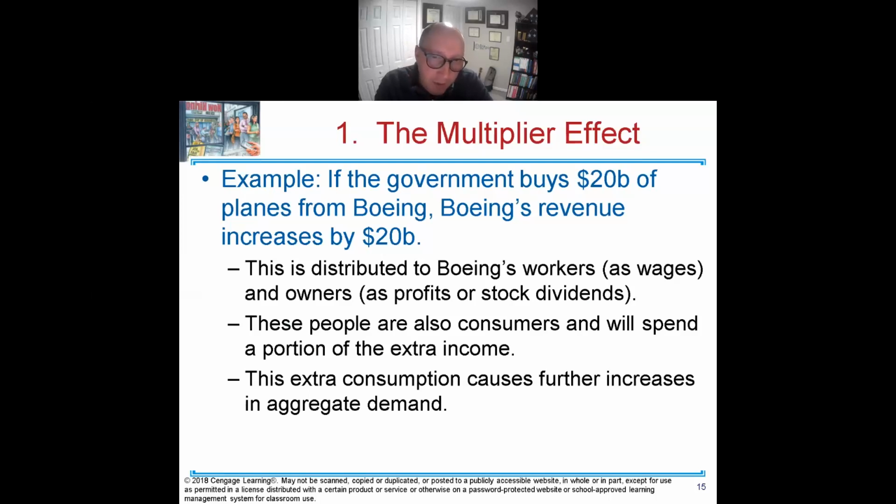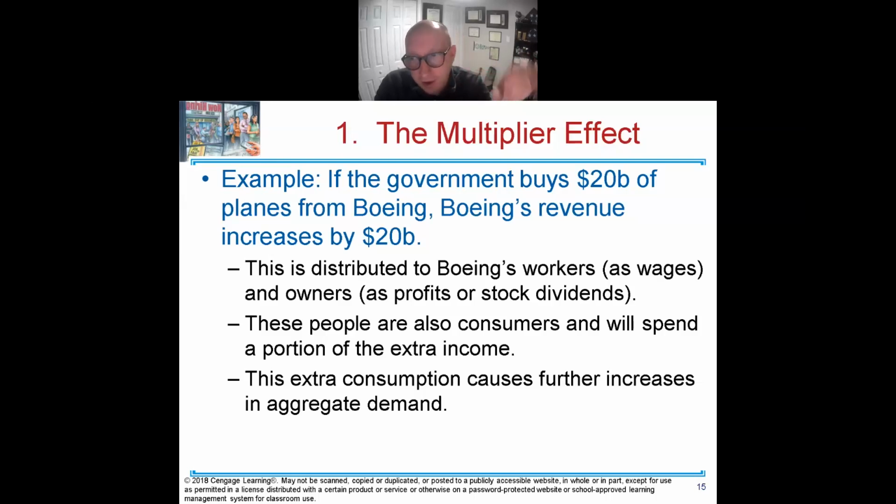So what happens on Boeing? Well, of course, their profits go up. They pay stock dividends. Their revenues are really high. They employ more people. Good things for Boeing. They're also consumers, so they'll spend more money with the extra income, et cetera, et cetera, et cetera.